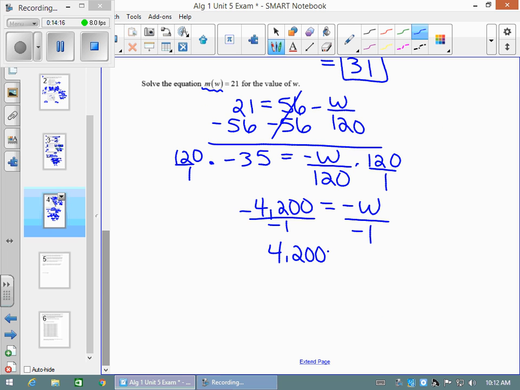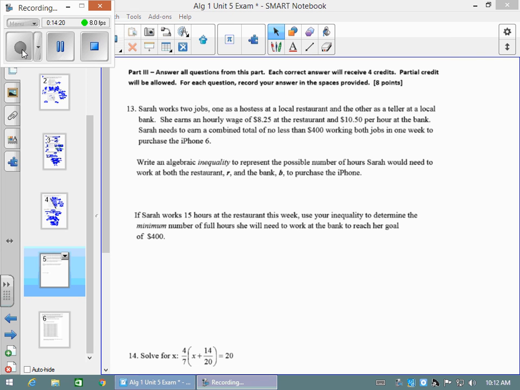Okay, taking a look at 13, you had to write an algebraic inequality. Some people wrote 2 inequalities, so be careful. This means you're only writing one inequality to represent the situation. They're telling you R stands for the number of hours Sarah would need to work at the restaurant, and B stands for the number of hours that Sarah would need to work at the bank. So you don't need to write let statements because the variables are defined for you.